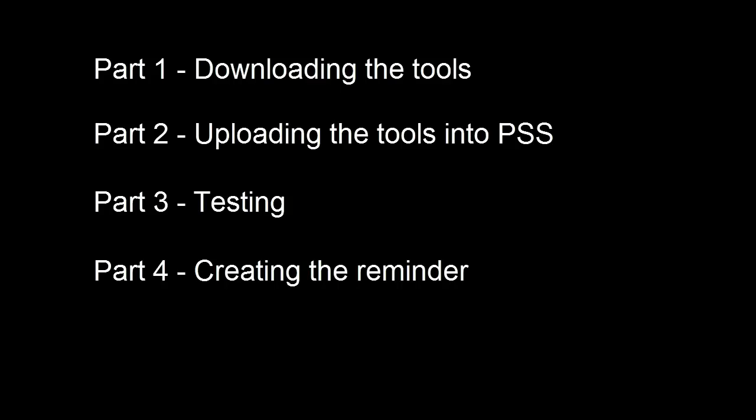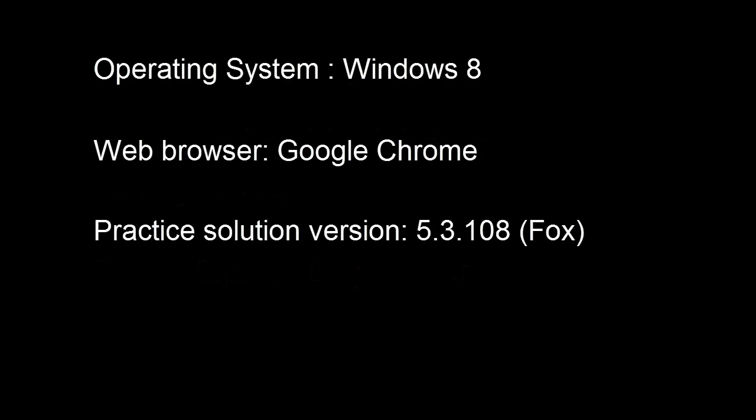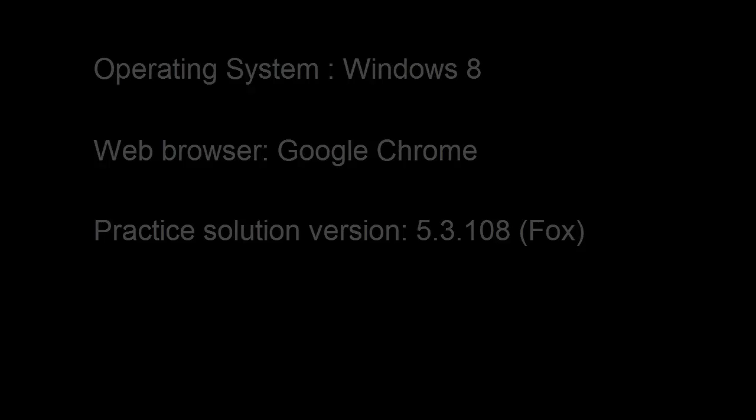Before we start, please note that your installation process may vary slightly depending on the operating system and the web browser you will be using. I will be using Windows 8 and Google Chrome. The practice solution server I will be using for demonstration is currently on version 5.3.108, otherwise known as Fox. On step 1, I will give general guidance on how to download the tool. Step 2 to 4 do not vary greatly based on the operating system, web browser, or software version.